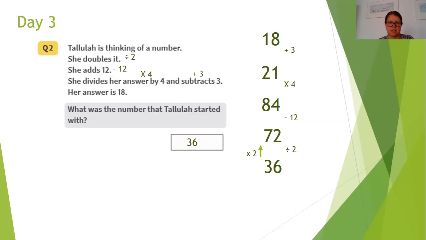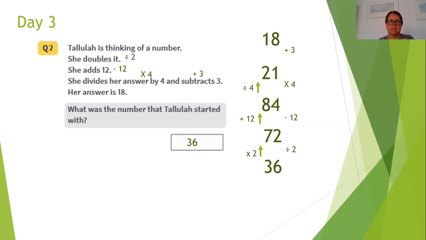If I have 36 and I double it, I get 72. She then added 12, I get 84. She divided her answer by 4. If this was a more complicated number, I could do a division bracket or another method to help. But I know that 84 divided by 4 is 21.